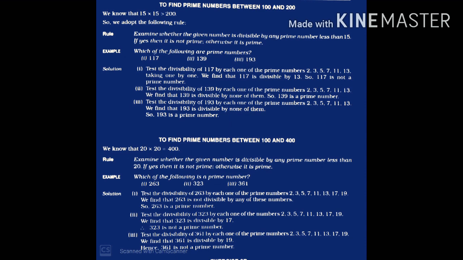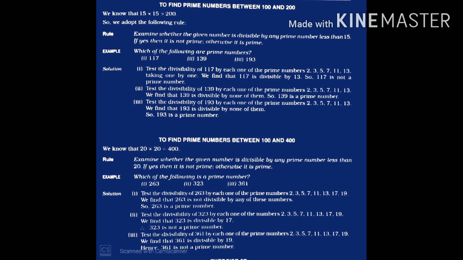Again, for 139, we'll be checking its divisibility by all the prime numbers which are less than 15, and we will see that 139 is divisible by none of them. So 139 is a prime number. For 193, again we will be checking the divisibility with 2, 3, 5, 7, 11 and 13, and we will see that 193 is divisible by none of them. So 193 is a prime number.